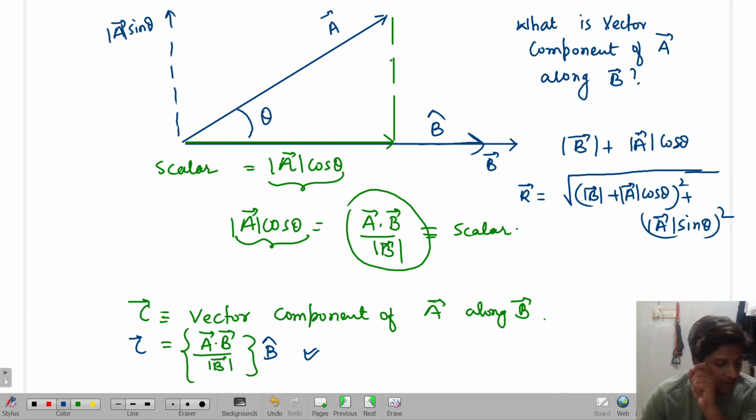I also said one thing, that it is not possible. It is possible also, but it will be very complicated. Means we can't say that we can't do it. We can do it easily, but it is very impractical to do it. So that is why we didn't follow this. So the vector component of vector A along vector B is nothing but A dot B by modulus of vector B into B cap. This way you can calculate the vector component.